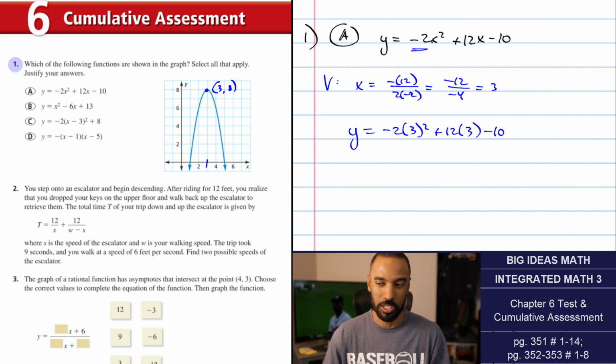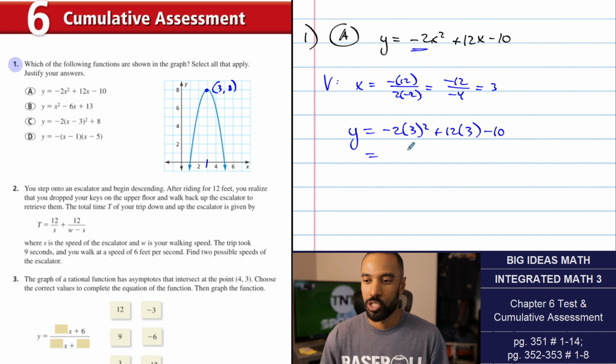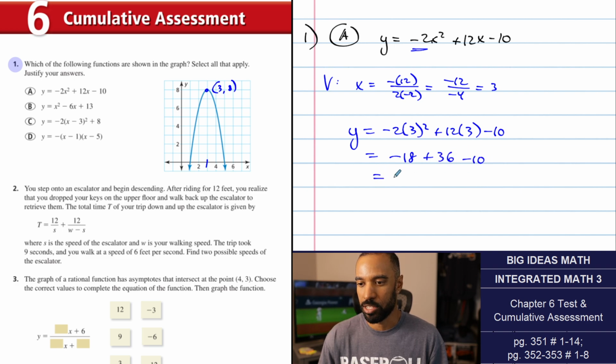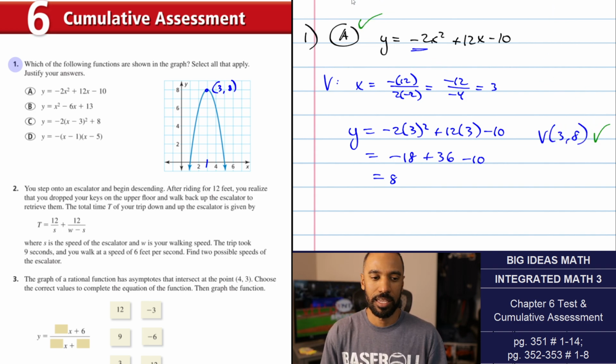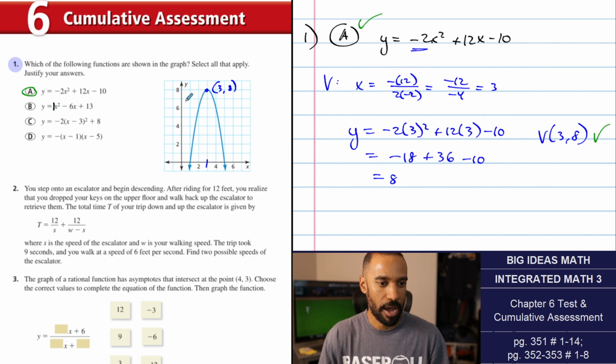I'm a firm believer that this answer will be true. So this is negative 2 times 9, which is negative 18, plus 36, which is positive 18, and 18 minus 10 is 8. So yes, this has a vertex of 3, 8, which checks out. That means that A is indeed a real one. A works out. B, I don't have to do quite as much work for several reasons. The A value's all wrong, being a positive 1. This one's upward instead of downward facing. 13 is the y-intercept. I don't think so. It's not going to be B.